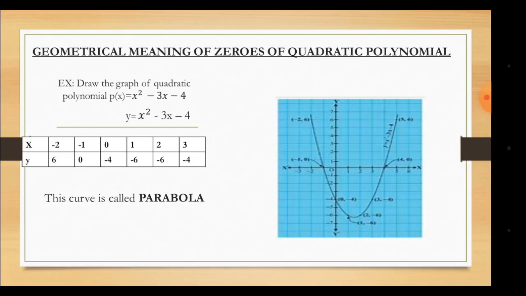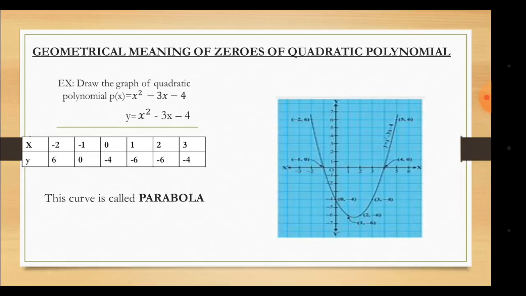Observe this graph. This graph is in the shape of a curve. Okay. So this curve intersects the x-axis at points (4, 0) and (minus 1, 0). So observe the graph. On the positive side of x-axis, this curve intersects at point (4, 0) and on the negative side at point (minus 1, 0). So as you know, what is meant by zero of polynomial?